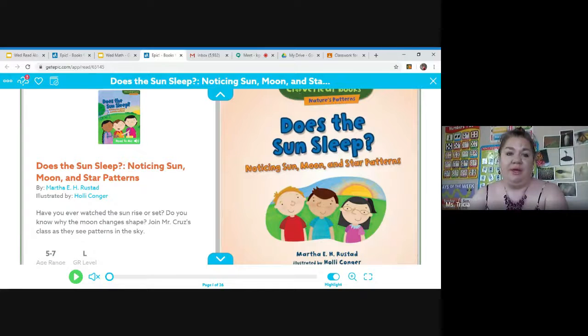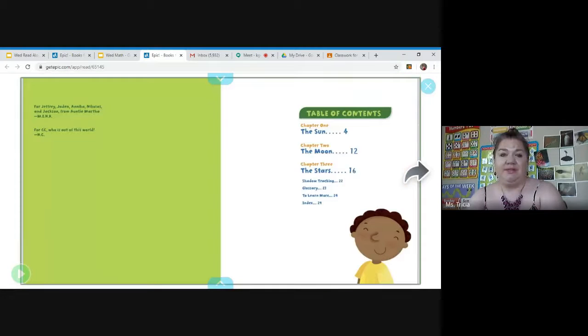The name of our book is Does the Sun Sleep? It says Noticing Sun, Moon, and Star Patterns. The author is Martha E.H. Rustad, and the illustrator, who draws the pictures, is Holly Conger. It says, have you ever watched the sun rise or set? Do you know why the moon changes shape? Join Mrs. Cruz's class as they see patterns in the sky. Yesterday we learned about patterns in spring. Today we're going to be learning about patterns in the sky.